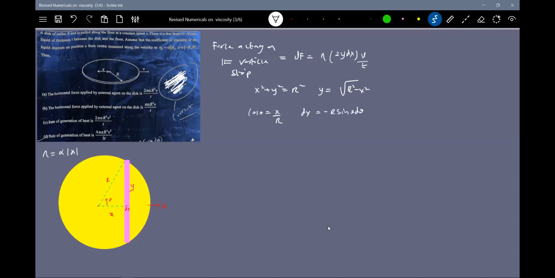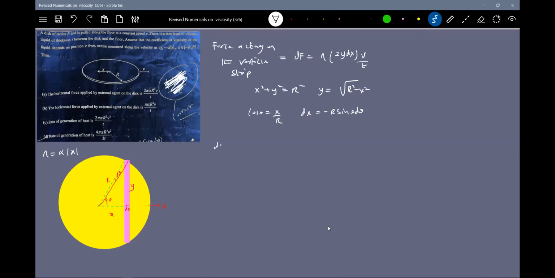Why should I define d theta? Because d theta will come into the picture in this way. If I rotate theta, d theta from 0 to pi by 2, I do get the force acting on the strip due to the right side. Twice of that will be the total viscous force. Hope everyone is in a better position with integration.